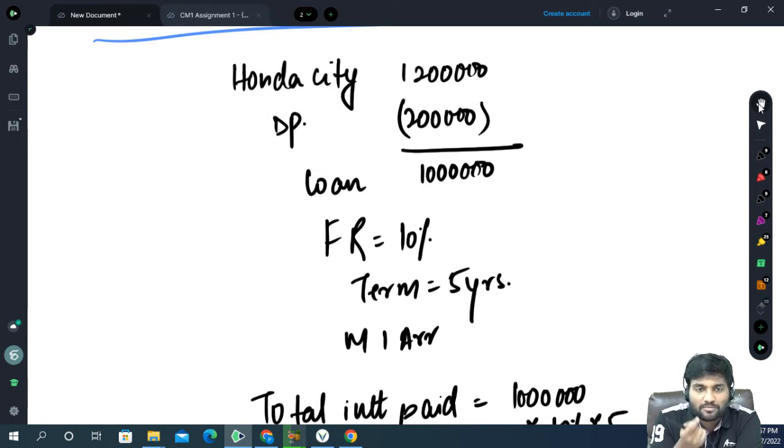That is why the concept of flat rate is there. You are paying the full interest on the full loan amount for the whole term.